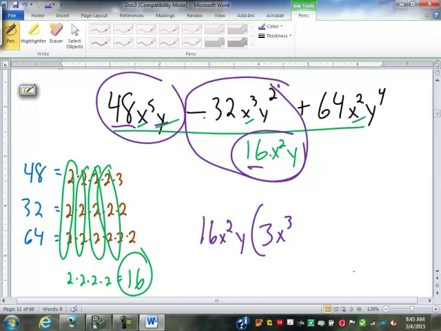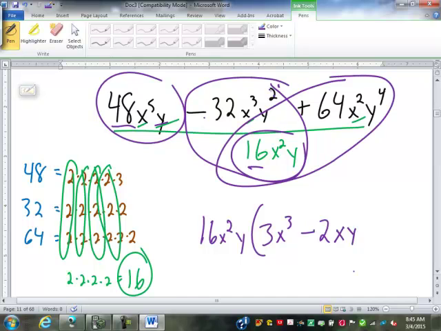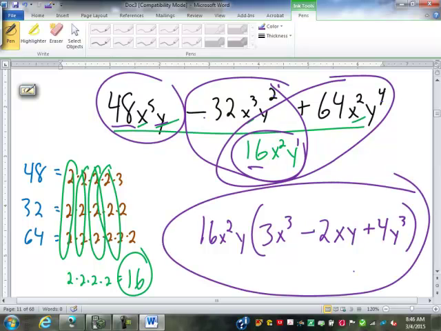Now we've got negative 32 divided by 16, which is negative 2. x, because 3 minus 2 is 1, so that's just x. y, because 2 minus 1 is 1, so it's just y. So we're done with that one. Now, 64 divided by 16 is positive 4, so plus 4. x squared and x squared cancel out. y to the third, because 4 minus 1 is 3. So there it is.